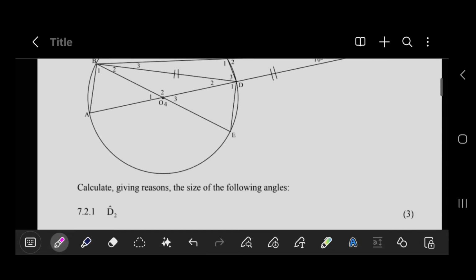So 7.2.1, we need to calculate D2. We notice that it is 3 marks. So the mark allocation helps you to understand the amount of work that you need to do in order to get that angle. Since it is 3 marks, we are most likely going to need 2 steps, so we probably need to calculate another angle first and then use that to get D2.